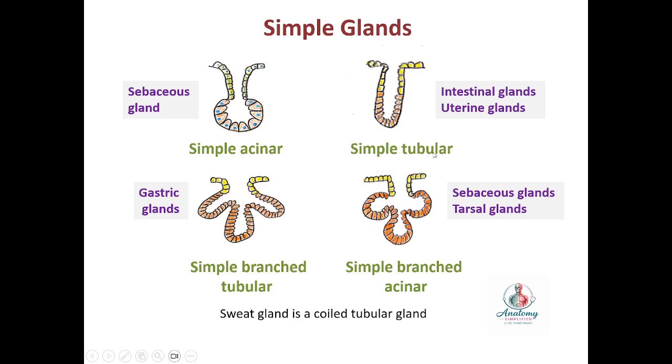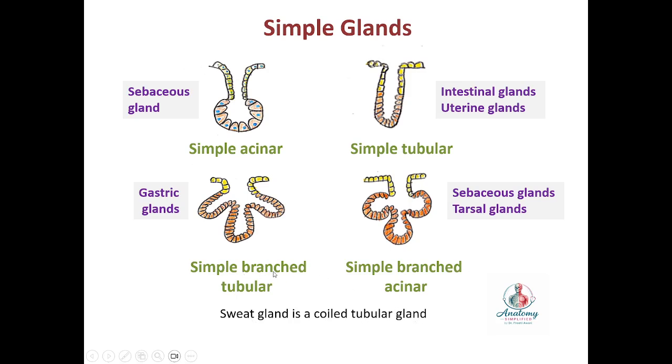Next is simple tubular, where there is only one duct and only one secretory unit which is like a tube. These kinds of glands are seen in the intestine, the intestinal glands of Lieberkühn, and uterine gland. Now we have one variation in that, that is sweat gland. Sweat glands are the same this way, but the secretory part is coiled. So we call them coiled tubular gland.